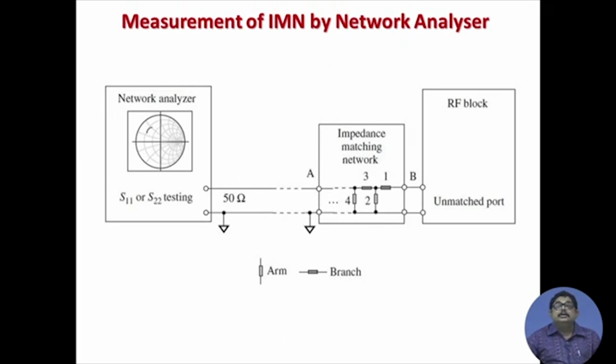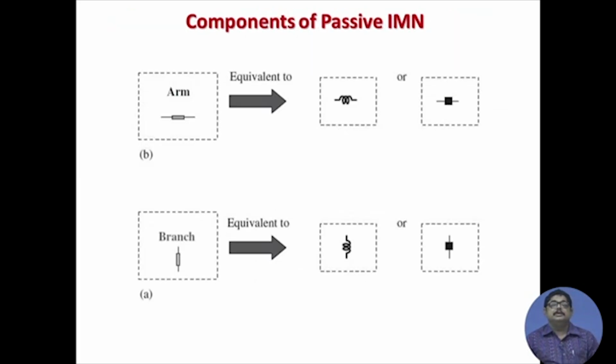Now, for this whole thing, how much is the return loss of any impedance matching network, you can use a network analyzer. We will study the network analyzer later in this series of lectures. In a network analyzer you can connect the input port or output port of the impedance matching network, and you can find various scattering parameters, which we will also study later. By that you can find out the behavior of the impedance matching network. So, with the help of a network analyzer you can study an impedance matching network.